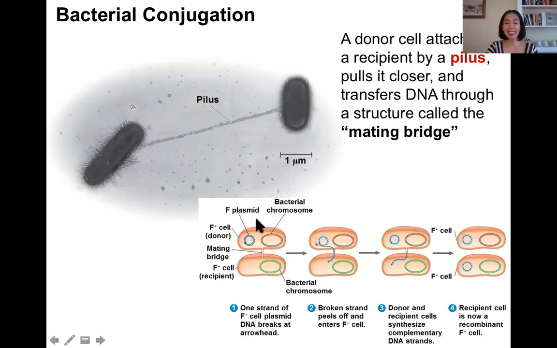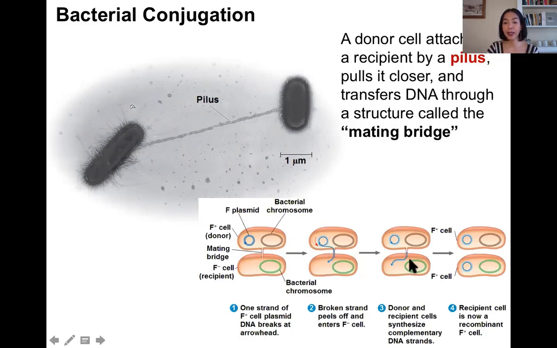And in this case, we have this mating bridge, which is made with the pilus. The plasmid, do you remember that I said that bacteria or prokaryotes have chromosomes, circular chromosomes, the main one, and also smaller pieces called plasmids? Well, these plasmids in here have two strands. And if one strand breaks, then one of these strands can migrate through this pilus into the recipient cell.